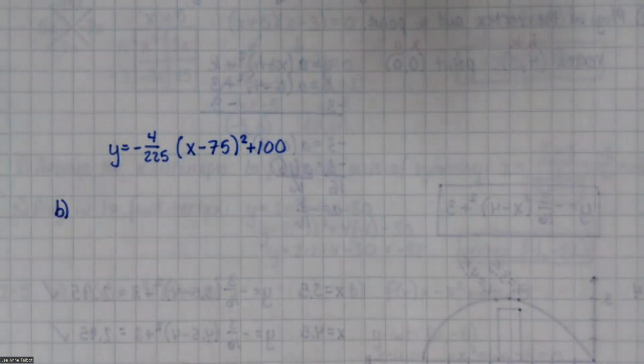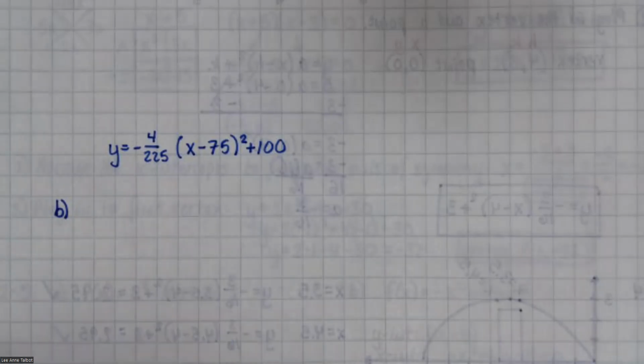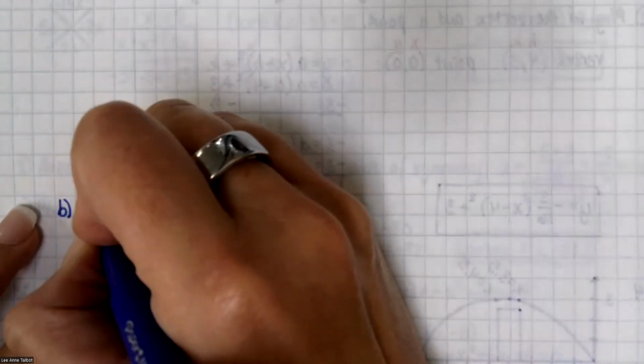All right, now we need to read B. How far horizontally is the ball from Miss Bibby when it is 25 feet high? Read that one more time. How far horizontally is the ball from Miss Bibby when it is 25 feet high? My first question, 25 feet high, is that an X or a Y? Y. Okay, beautiful. Then you're going to see how terrible this is in just about a second.